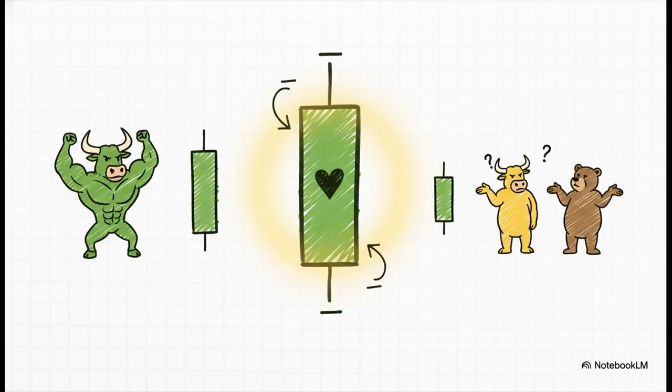Let's break it down. First, you have the body. That's the thick main part of the candle. Think of this as the scoreboard of the battle. It shows you the range between where the price opened and where it closed. A really long body means it was a decisive victory for one side. A tiny little body, that kind of suggests a stalemate, maybe some indecision in the market.